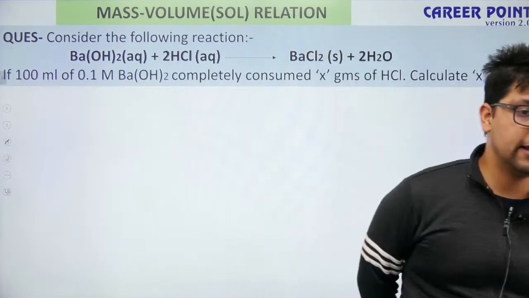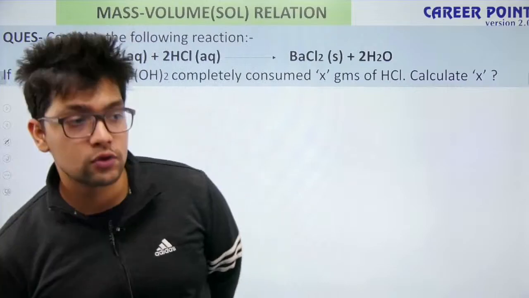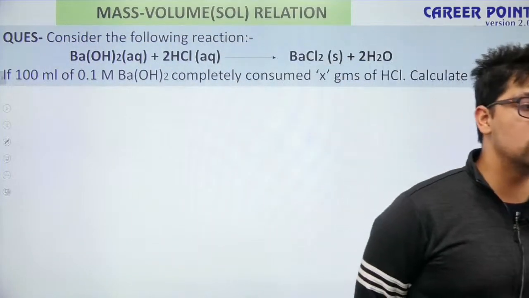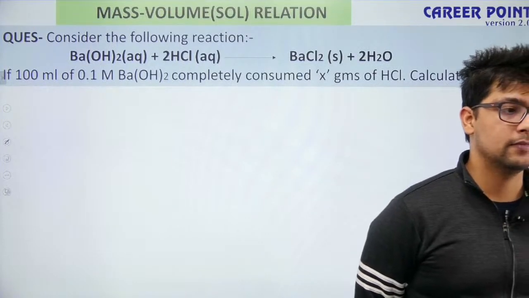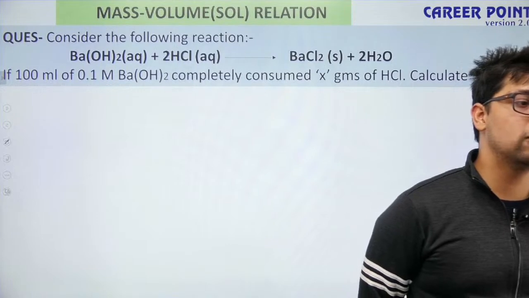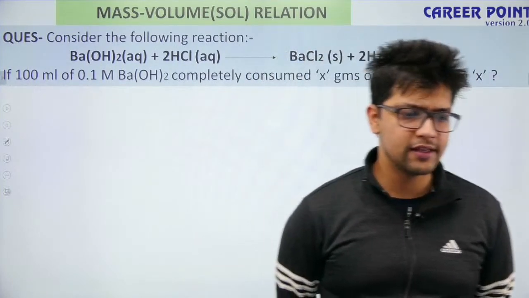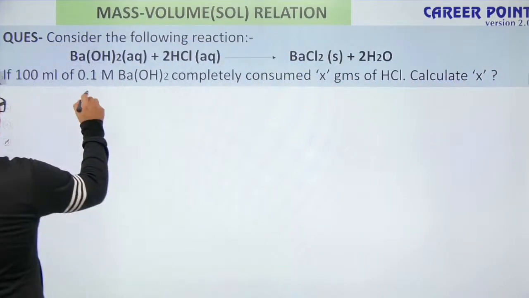Again, what is the trick behind this? You just have to look at the moles. Just try to relate the moles, you will get the answer. So what is the moles of barium hydroxide? What is the mole of HCl? Just relate them. So what is my first step? First, write down the equation.